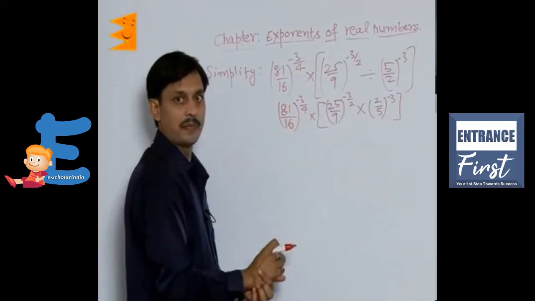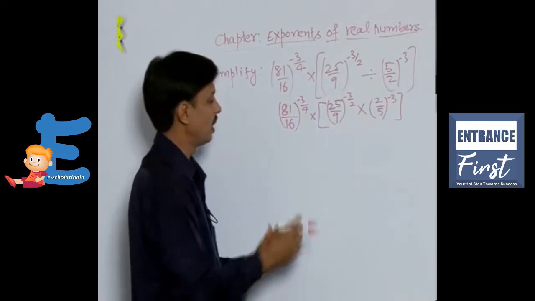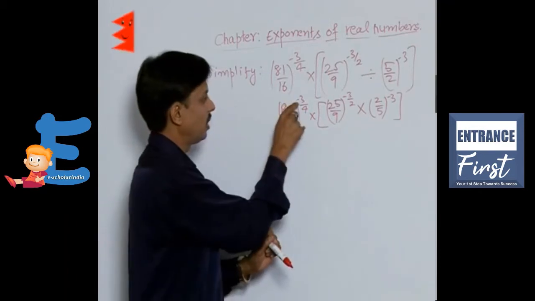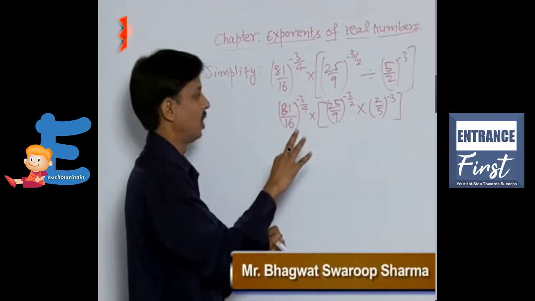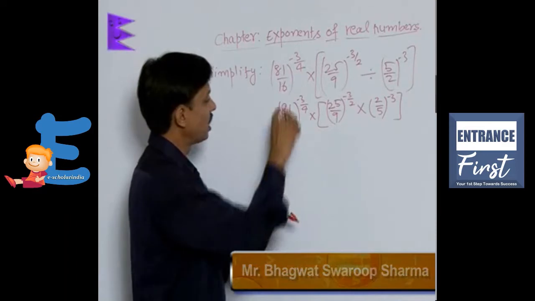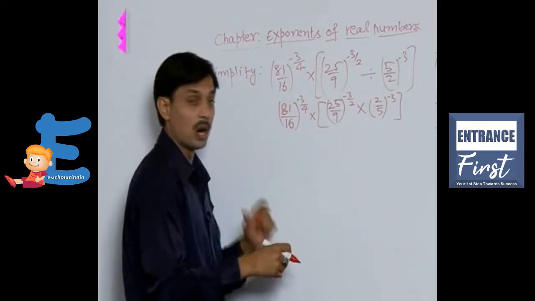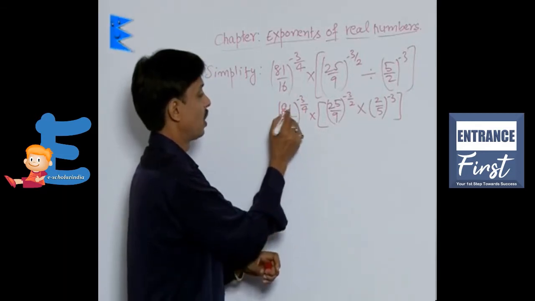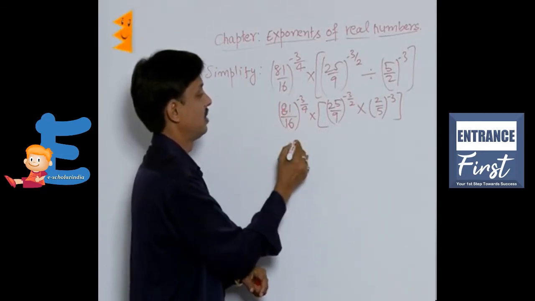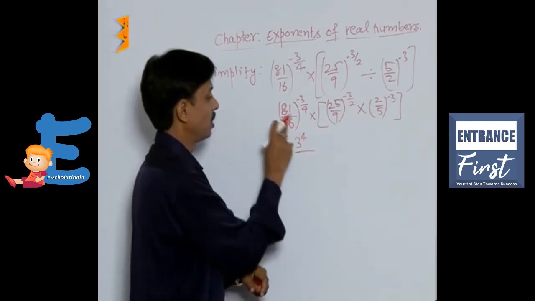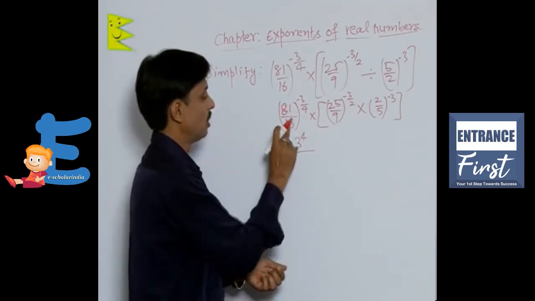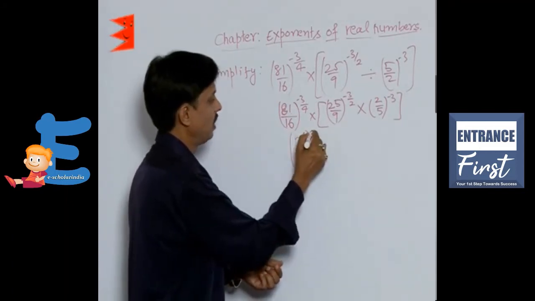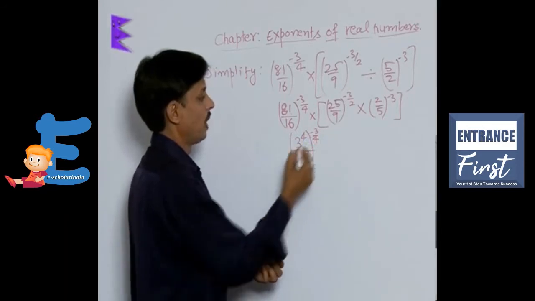Now the prime factorization of 81, and this is 16, but this is a negative power. You know, when you want to make a negative power positive, what do we need to do? We need to reverse the base. So first of all you can write this part as 3 to the power 4, because 81 means 3 to the power 4, 16 means 2 to the power 4, and that's to the power minus 3 by 4.